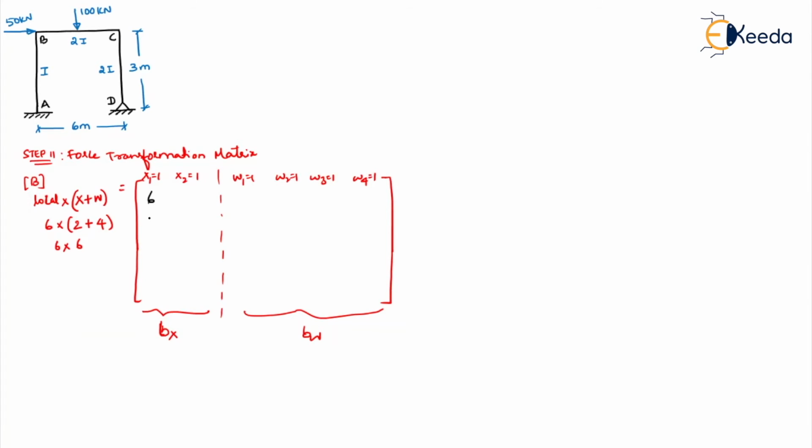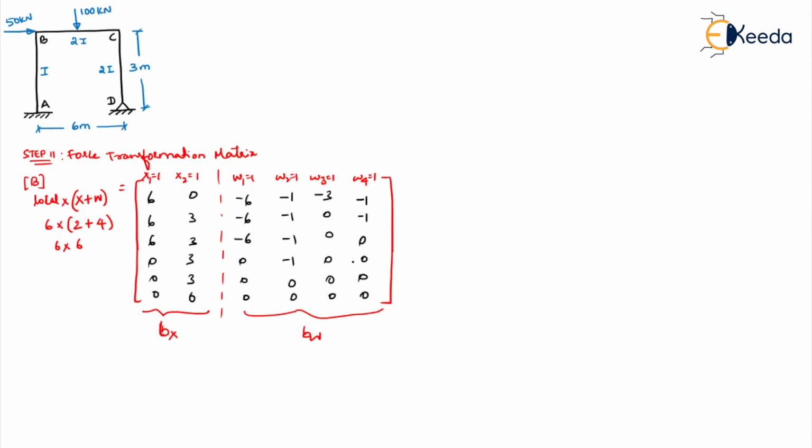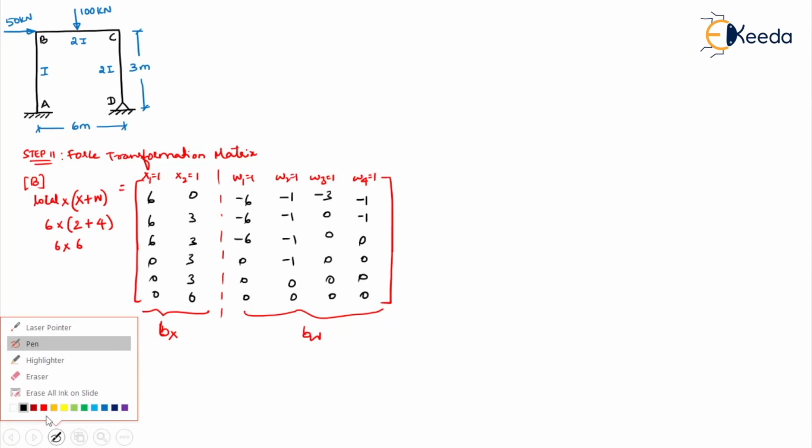So I'm directly writing the values. Okay, 6, 6, 6, 0, 0, 0, 0, 3, 3, 3, 3, 0, minus 6, minus 6, minus 6, 0, 0, 0, minus 1, minus 1, minus 1, minus 1, 0 and 0, minus 3, 0, 0, 0, 0, 0, minus 1, minus 1, 0, 0, 0, 0. How will we get this? I'll show you in the next lesson. Okay. Now, after that, what is the next step?